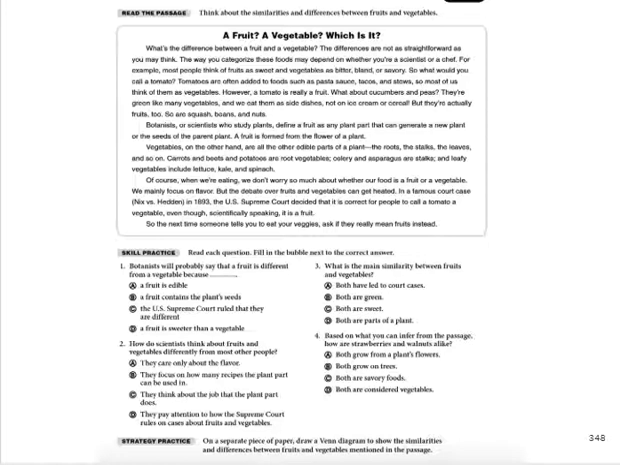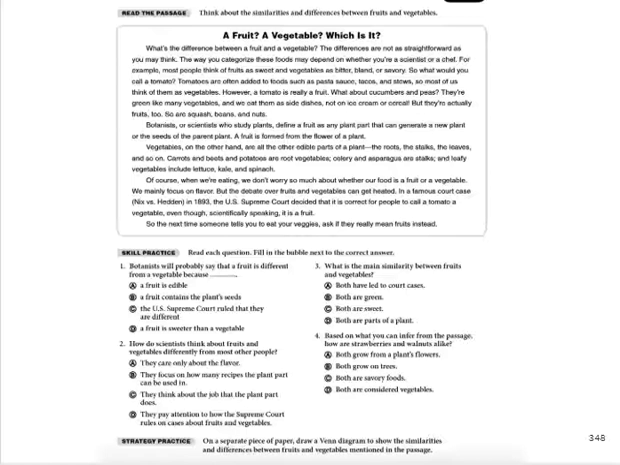Skill practice. Read each question, fill in the bubble next to the correct answer. Question 1. Botanists will probably say that a fruit is different from a vegetable because A. A fruit is edible. B. A fruit contains the plant's seeds. C. The U.S. Supreme Court ruled that they're different. D. A fruit is sweeter than a vegetable.